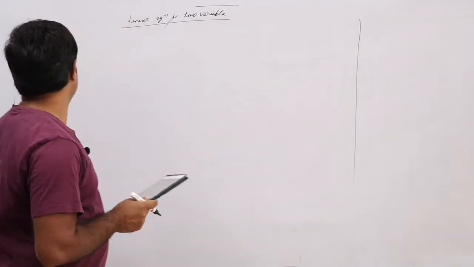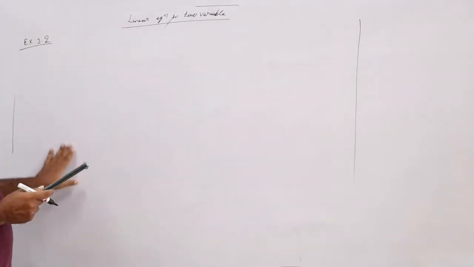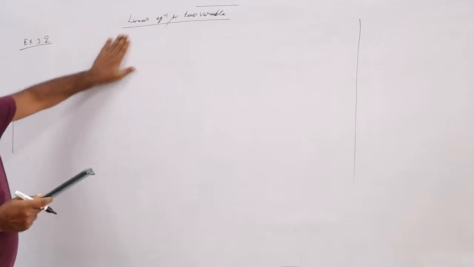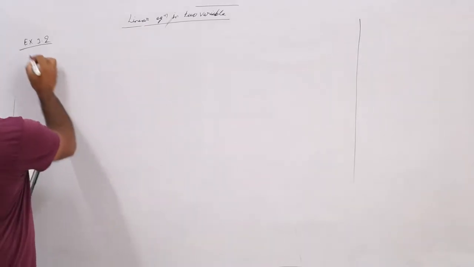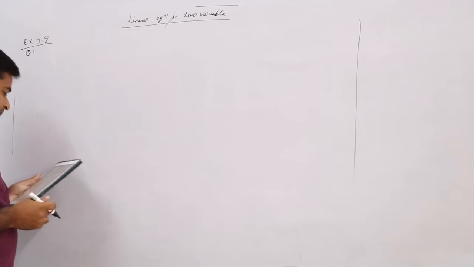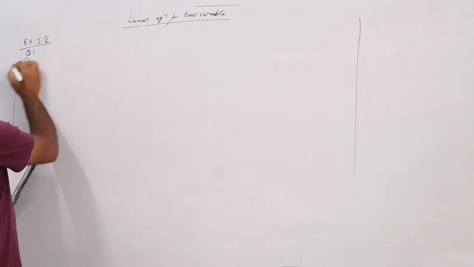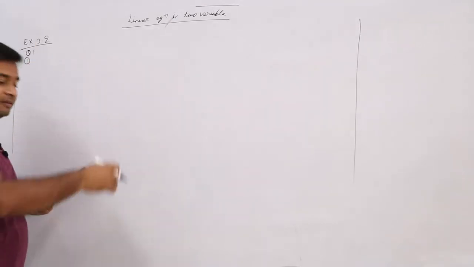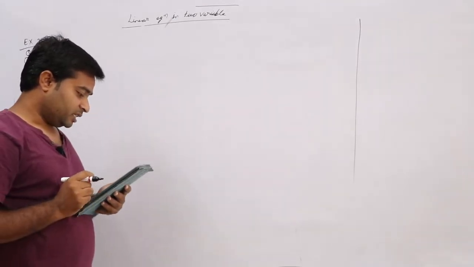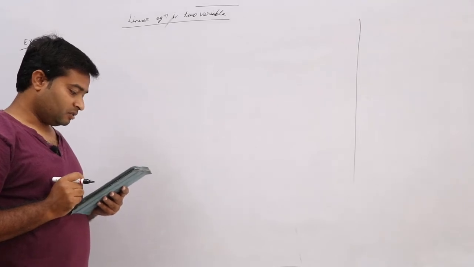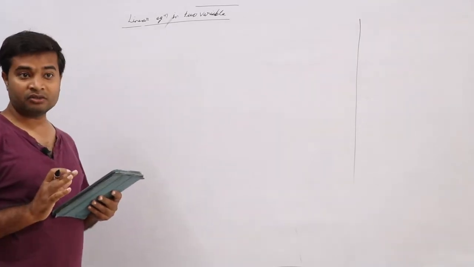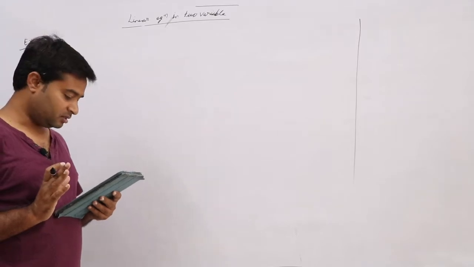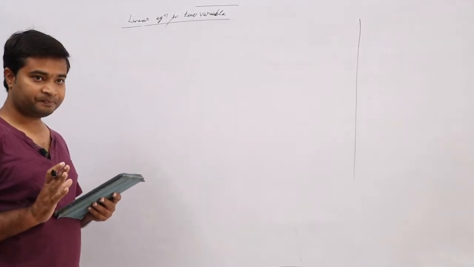Exercise 3.2. We have written it, right? Question number 1. What is the question saying? Form a pair of linear equations in the following problem and find their solution graphically. Finding the solution graphically means you require graph paper.